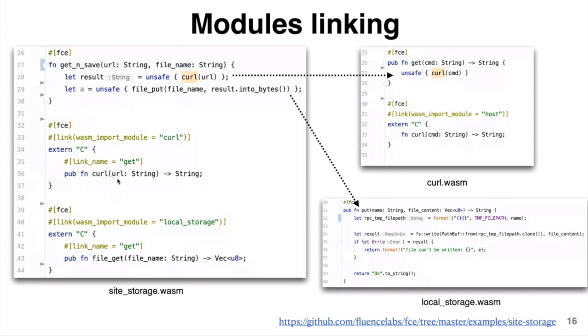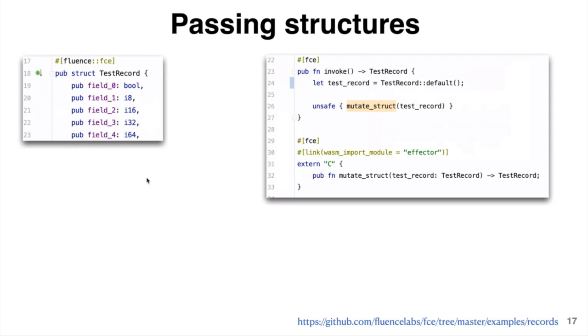Regarding these types, we support passing structures. You can just write fce on top of the structure, and then you can use it as an argument or as an output value. We also support using a structure inside a structure, so you can write complex nested structures and pass them in this way.